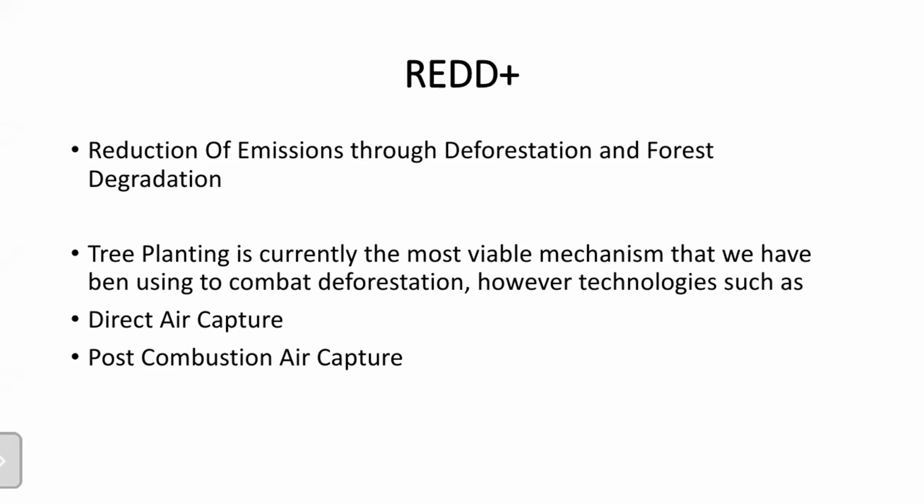So now when we look at deforestation, a lot of us cut down trees for consumption. We cut down trees for selling for charcoal. We use firewood in the rural areas for cooking, and some people use trees for building houses and other construction. So now REDD Plus advocates for us to reduce deforestation and forest degradation by using mechanisms that we can manage. Currently, the reason why we advocate for tree planting is because at the moment it's the most viable mechanism that we can manage to do, because we have other mechanisms such as direct air capture and post-combustion capture. These are technologies that try by all means to suck carbon dioxide from the atmosphere.